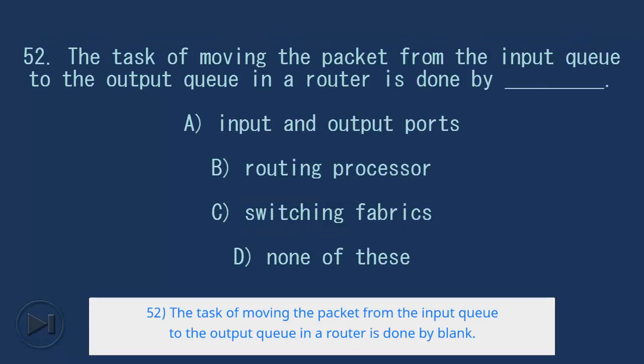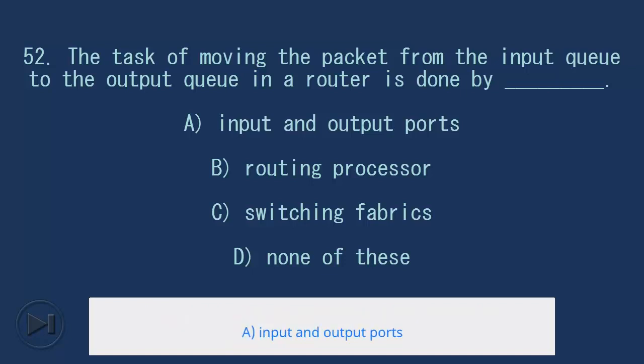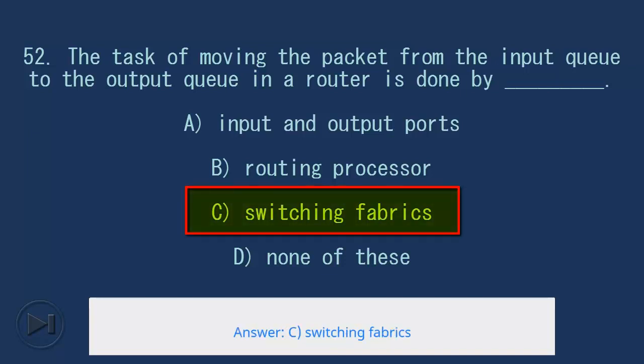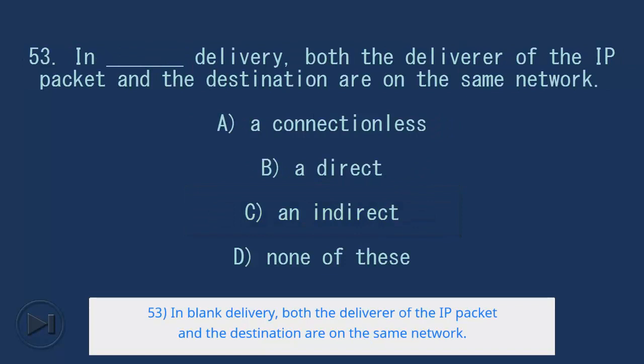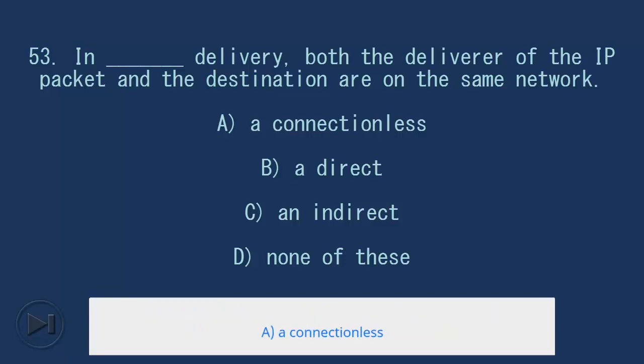52, the task of moving the packet from the input queue to the output queue in a router is done by blank. A, input and output ports. B, routing processor. C, switching fabrics. D, none of these. Answer, C, switching fabrics. 53, in blank delivery, both the deliverer of the IP packet and the destination are on the same network. A, connectionless. B, a direct. C, an indirect. D, none of these.